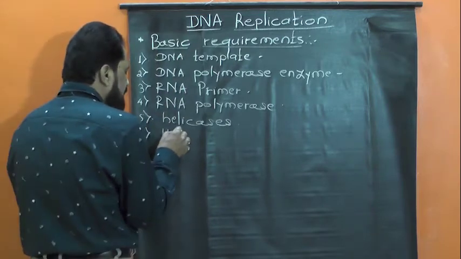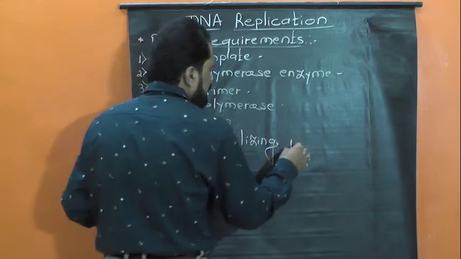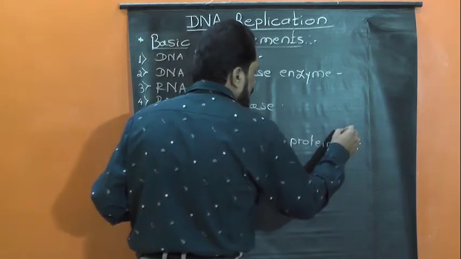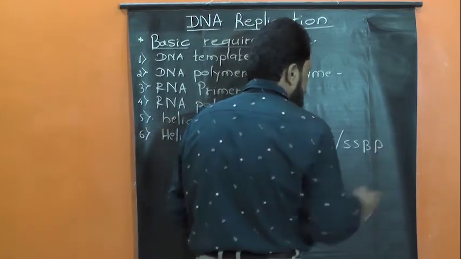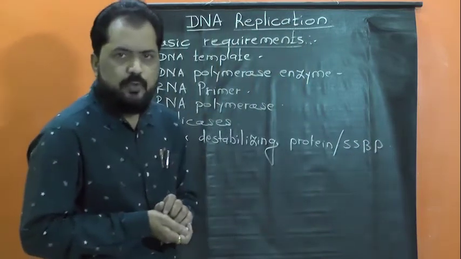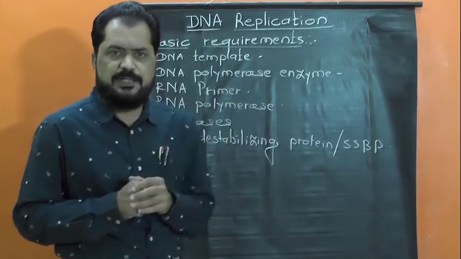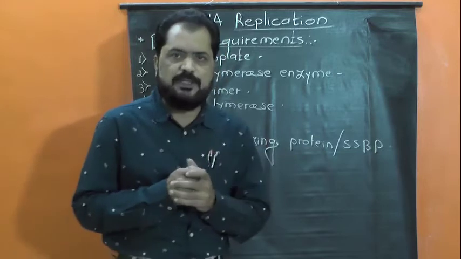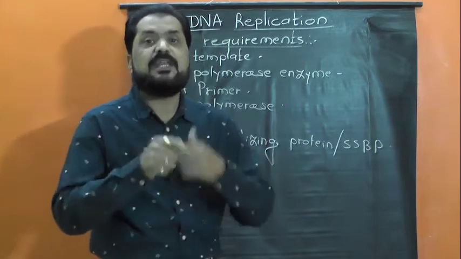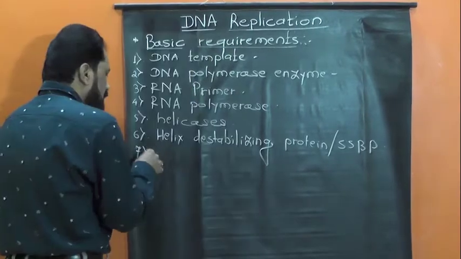Next, helix destabilizing protein. It may be called as single strand binding protein, SSBP. What is the role of this protein? I am going to explain you, but temporarily let me tell you that this protein prevents the recoiling of two strands of DNA.